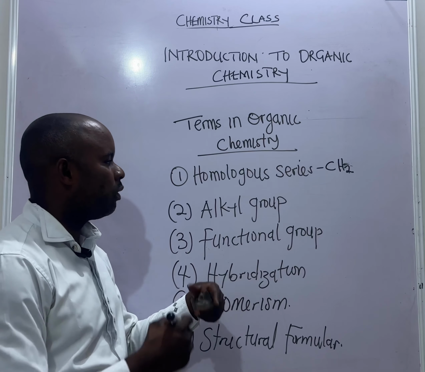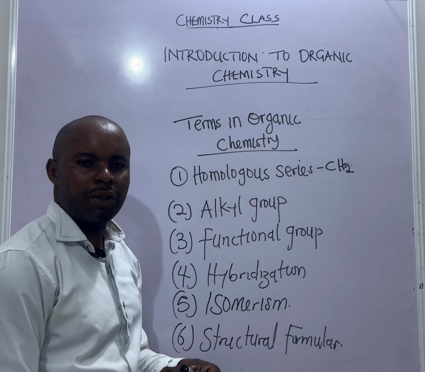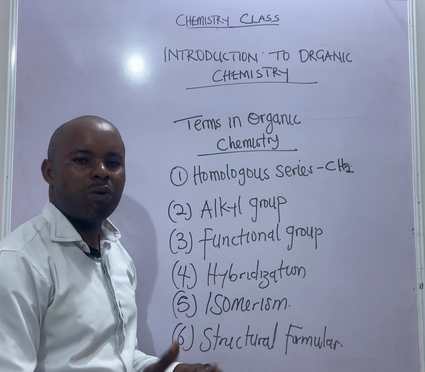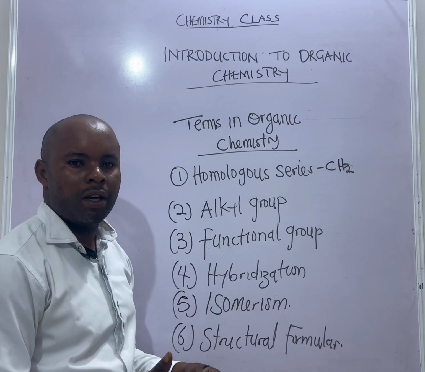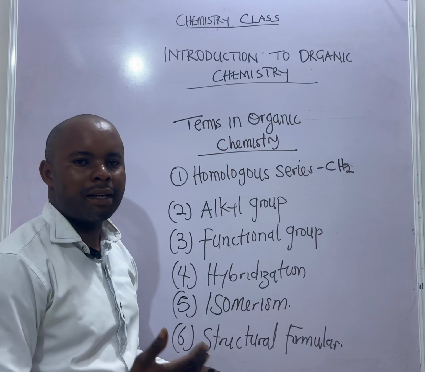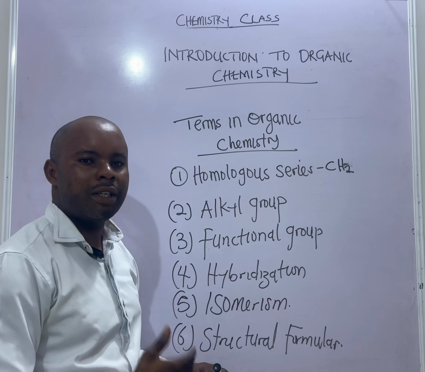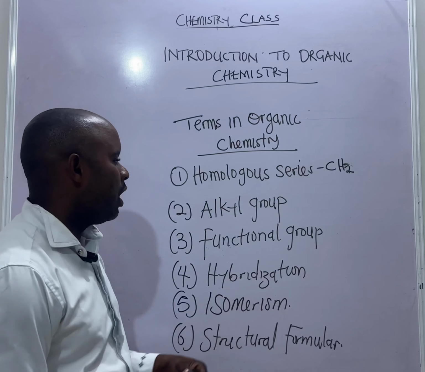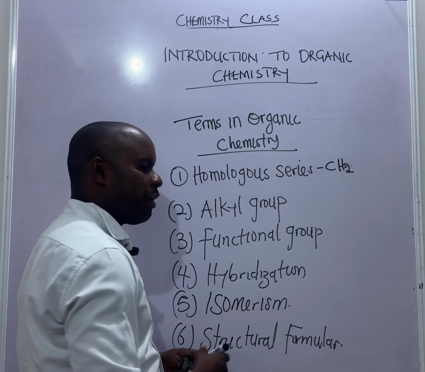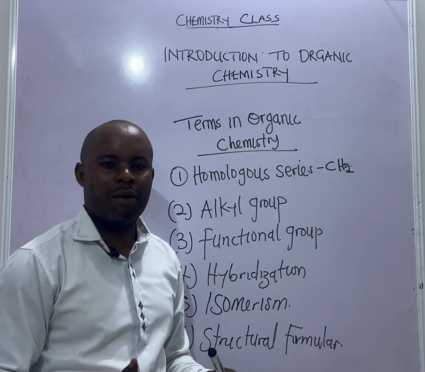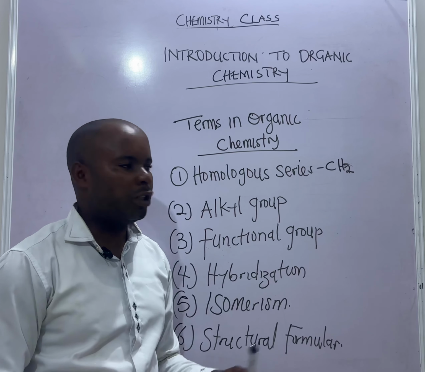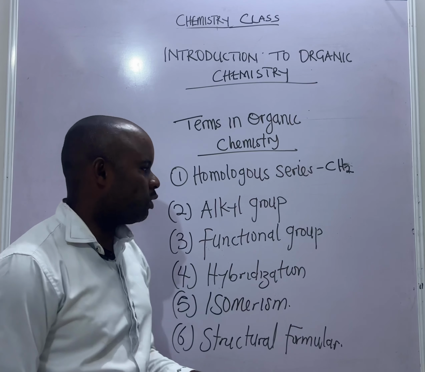So what we mean by homologous series, we define it as a series of organic compounds or a family of organic compounds that follows a structural pattern. In this regard, each member differs from each other by this CH2. If I'm able to identify the first member of any organic compound, I should be able to know the next member using this CH2.